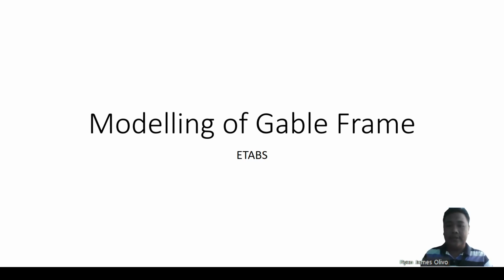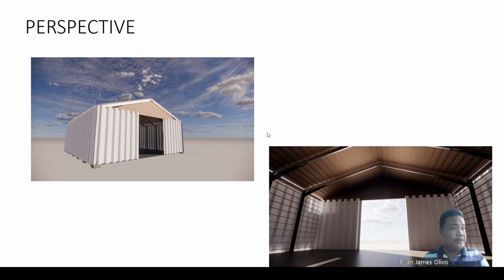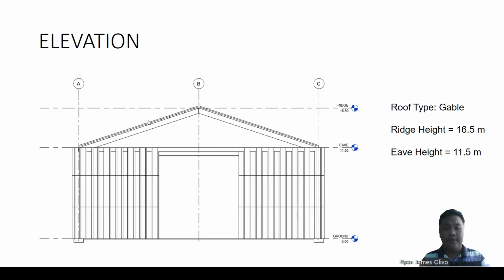Okay, we're going to start modeling our gable frame because this is the first part. I am teaching you right now how we will model the gable frame in ETABS. So our gable frame has this. This is the perspective of our gable frame, and this is the elevation.